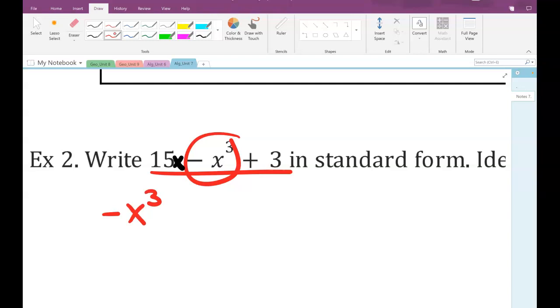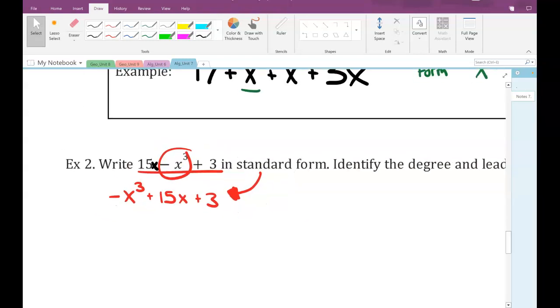Our next largest power is 15x to the first, so you can write plus 15x. Then our last term is a positive 3, so you go plus 3. This is standard form. And the degree is 3, because if we're in standard form, your degree will always be with your first term. Minus x to the third is our first term in standard form, so it has to have a degree of 3.